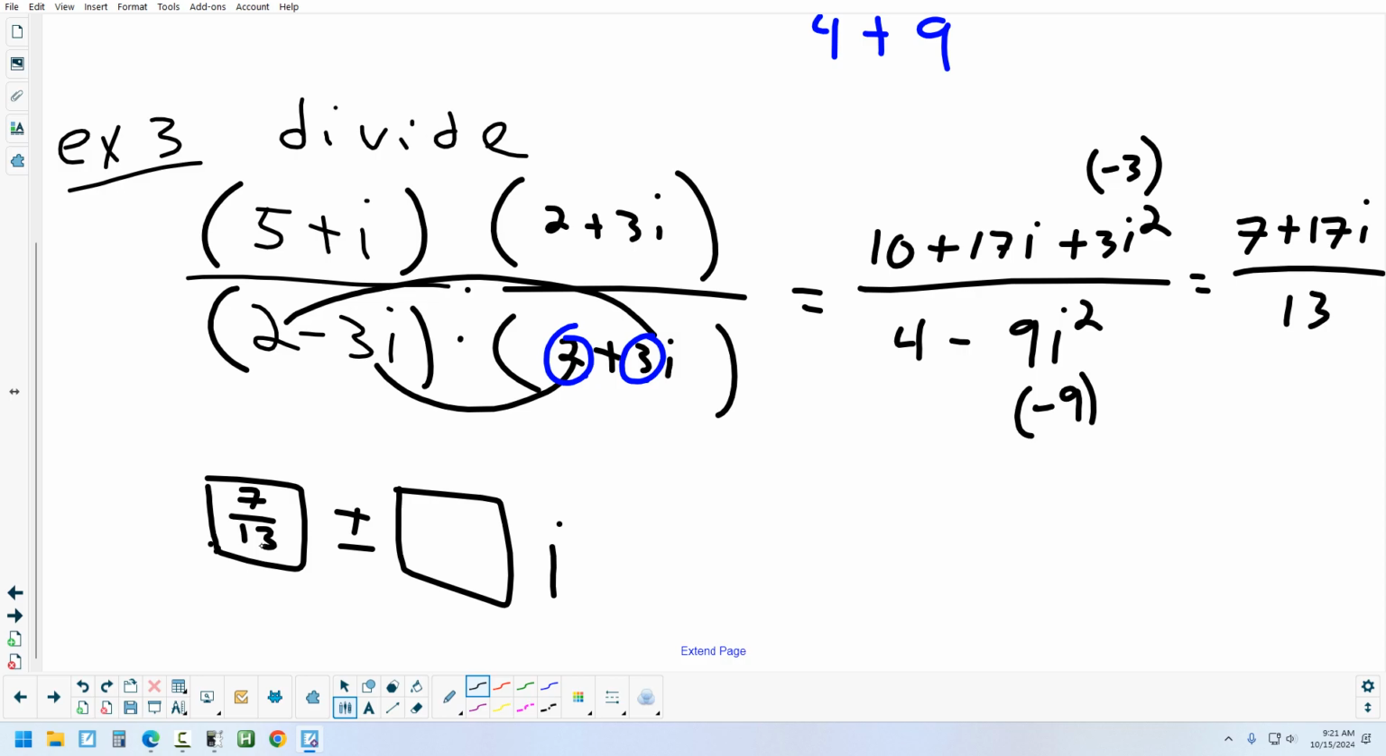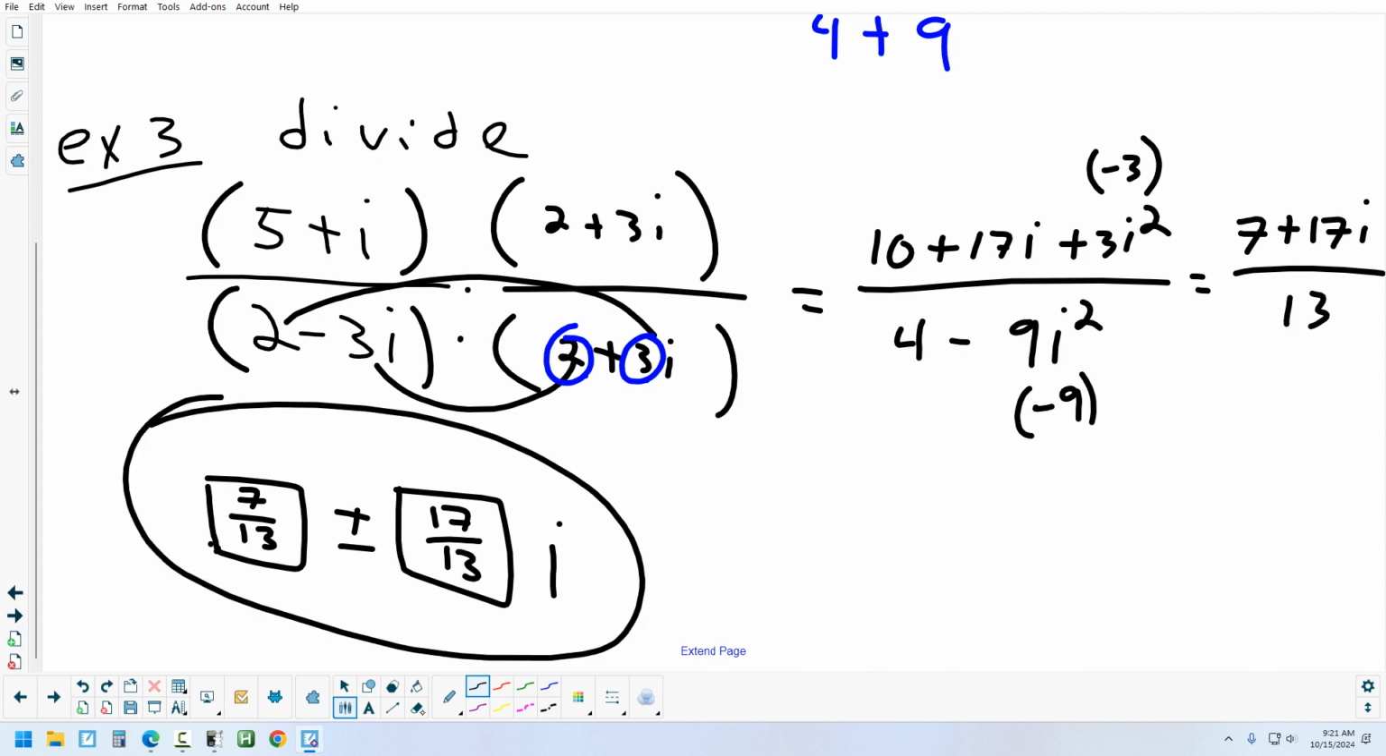And what would go in the second box? Yep, 17 over 13. If it says to leave your answer in standard form, that is how you would need to leave it. And in this case, it's a plus. So 7/13 plus 17/13 i. You're just splitting each number in the numerator separately over 13. All right, so that's the review of complex numbers. Any question on that?